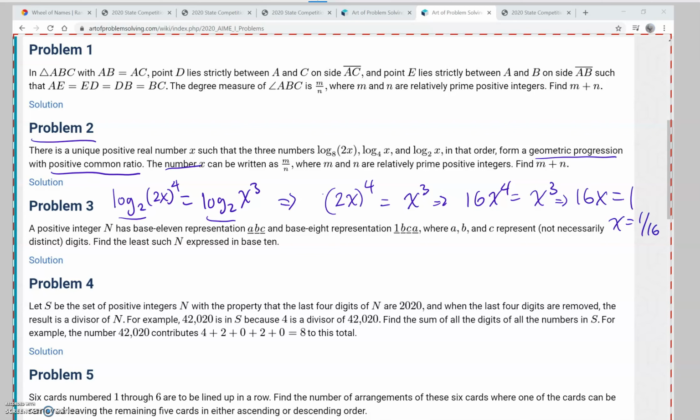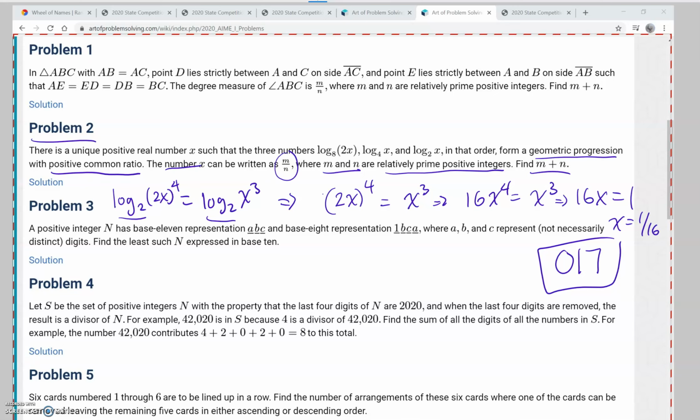The problem asks for the number x to be written as m over n, where m and n are relatively prime positive integers, and we want m plus n. So we have 1 and 16. Those two are relatively prime positive integers, and 1 plus 16 is 17. So our answer is 17, or since it's AIME, 017.